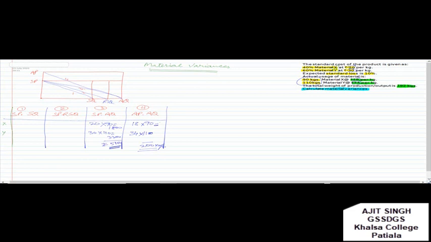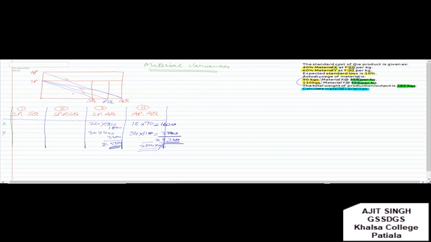In this case, 18 into 90 is 1620 and 34 into 110 is 3740. Total comes to be rupees 5360.